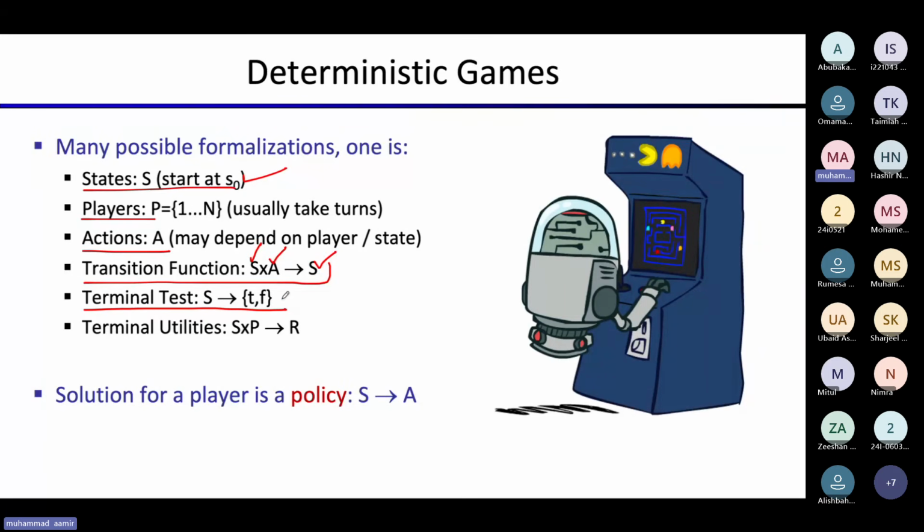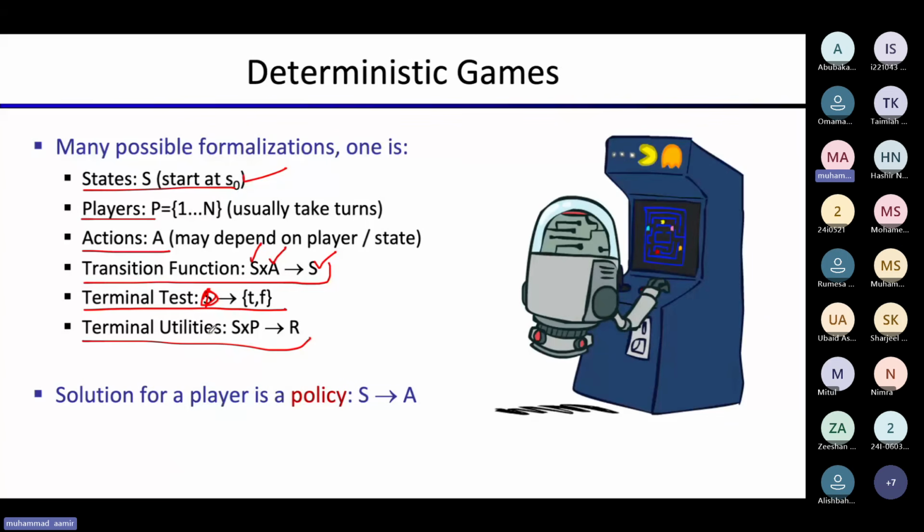Means after each move, when you have a new state, you will check whether your state is the goal state or not. If it is the goal state, that is the terminal test in this particular example, and we will stop. The terminal utilities are kind of similar to the evaluation functions in the regular search algorithms.